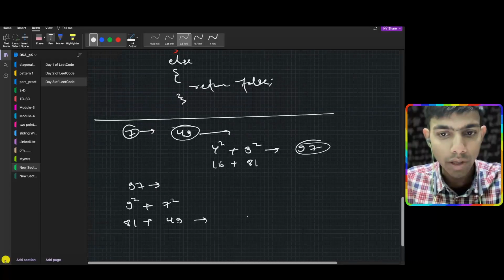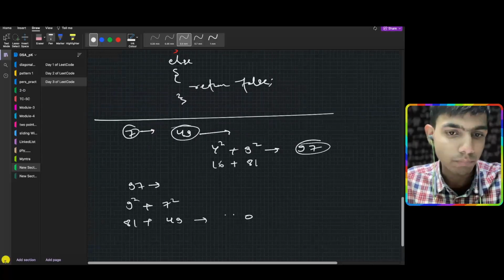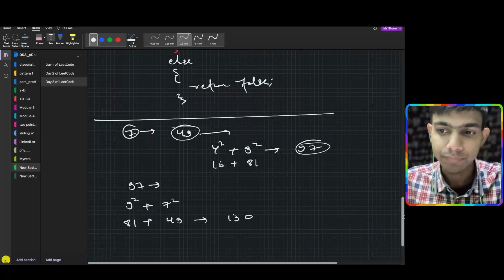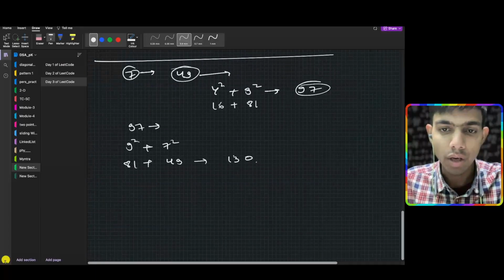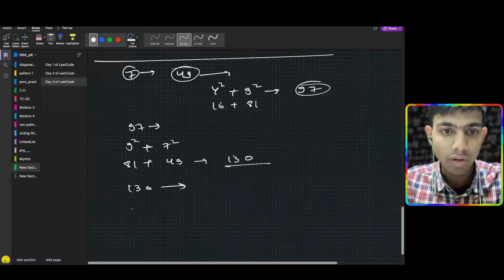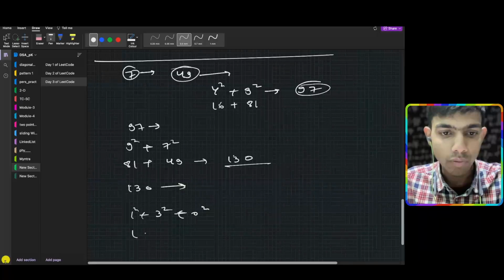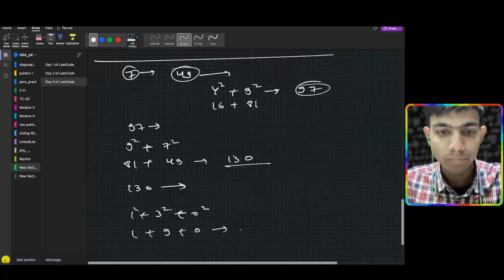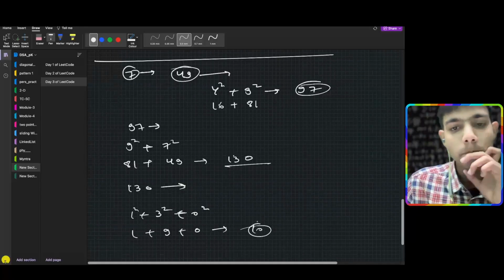That gives 130. Now 130 will be like 1 squared plus 3 squared plus 0 squared, that means 1 plus 9 plus 0, that means 10.